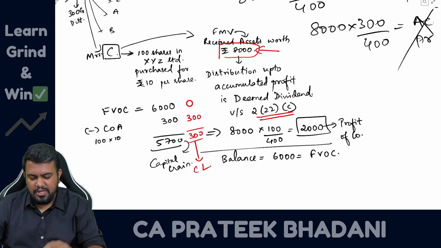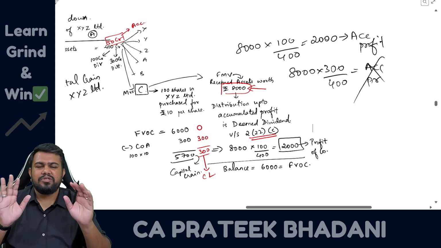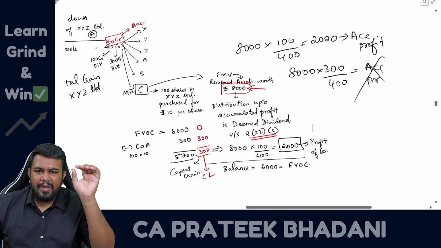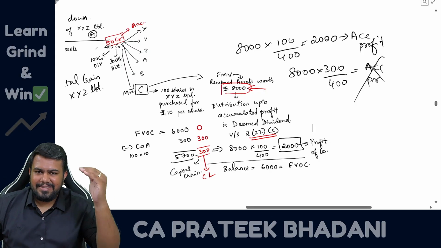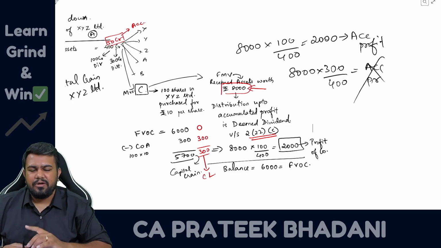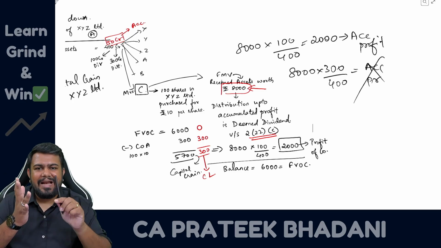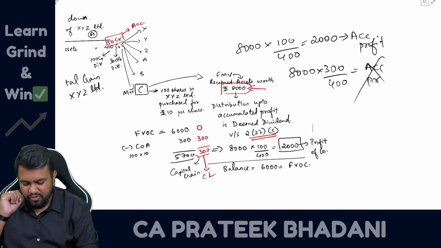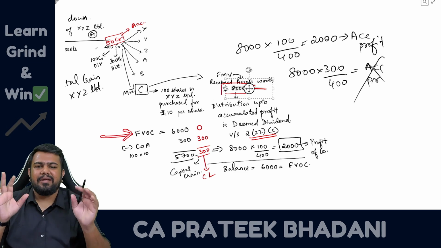So in the hands of the shareholder, what you should see is that fair market value up to accumulated profit will be treated as deemed dividend. The balance amount, whatever is the remaining fair market value and money received, will be treated as full value of consideration for capital gain purposes.